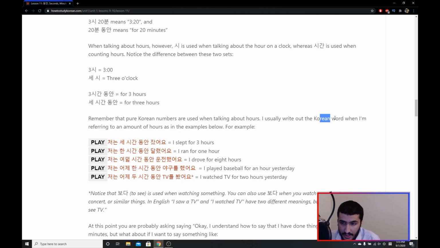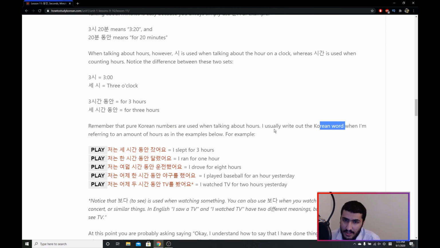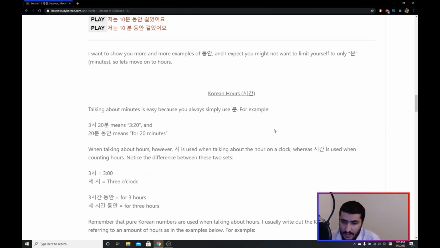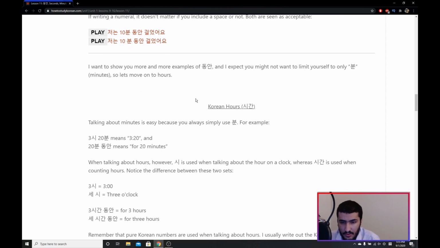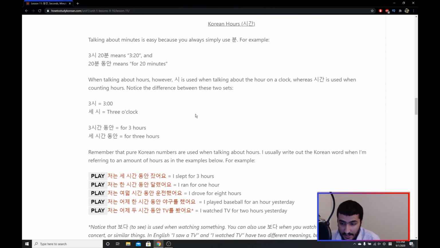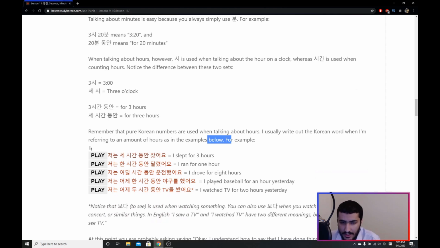I guess here he's writing out the Korean word. Does it matter? Let me check here. Sorry, it can get confusing. So typically the word is written. So yeah, I guess typically the word is written, and I just don't always do that, which might be atypical. So listen to what he says. But just know that if you're atypical, you're not alone.